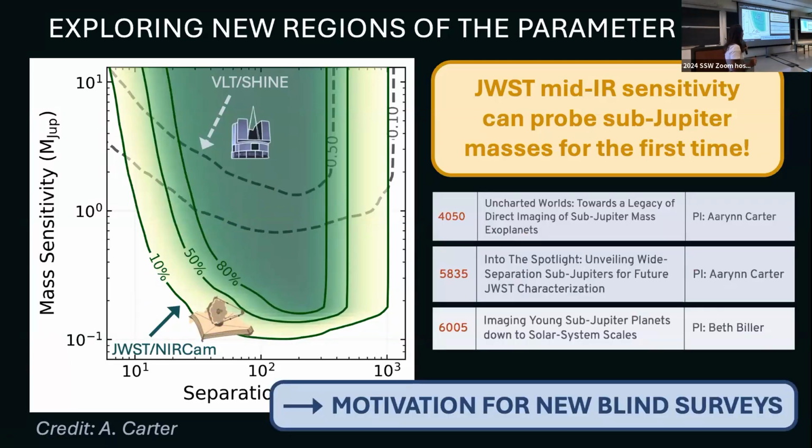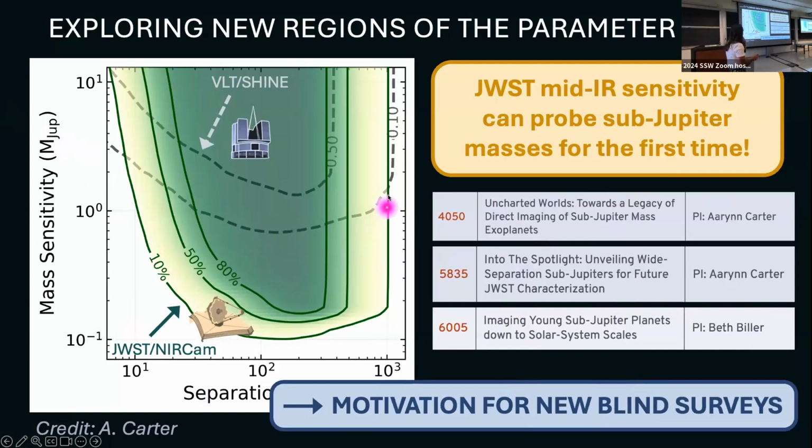And that really motivates the need for new blind surveys. So you may have heard before, I know that during my PhD, I heard so many times that James Webb is a characterization mission. I think we should push for blind surveys, and I'm really glad that some people did. So Beth Biller and Aaron Carter got a bunch of blind programs to try to measure occurrence rates in this new part of the parameter space. And this is really important.